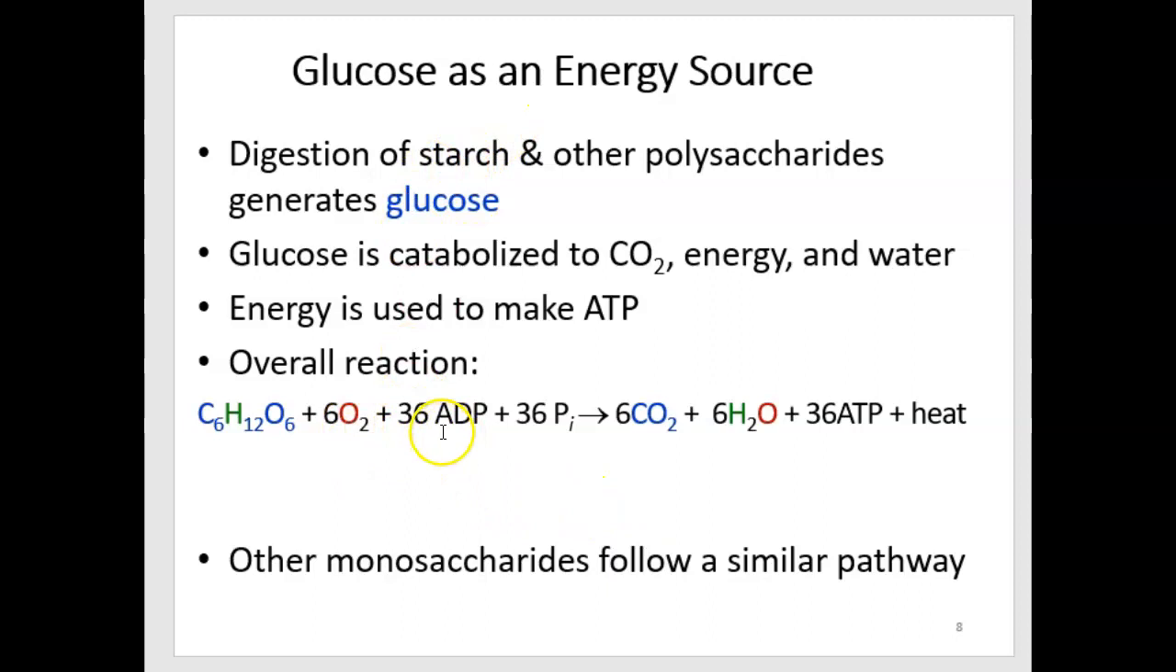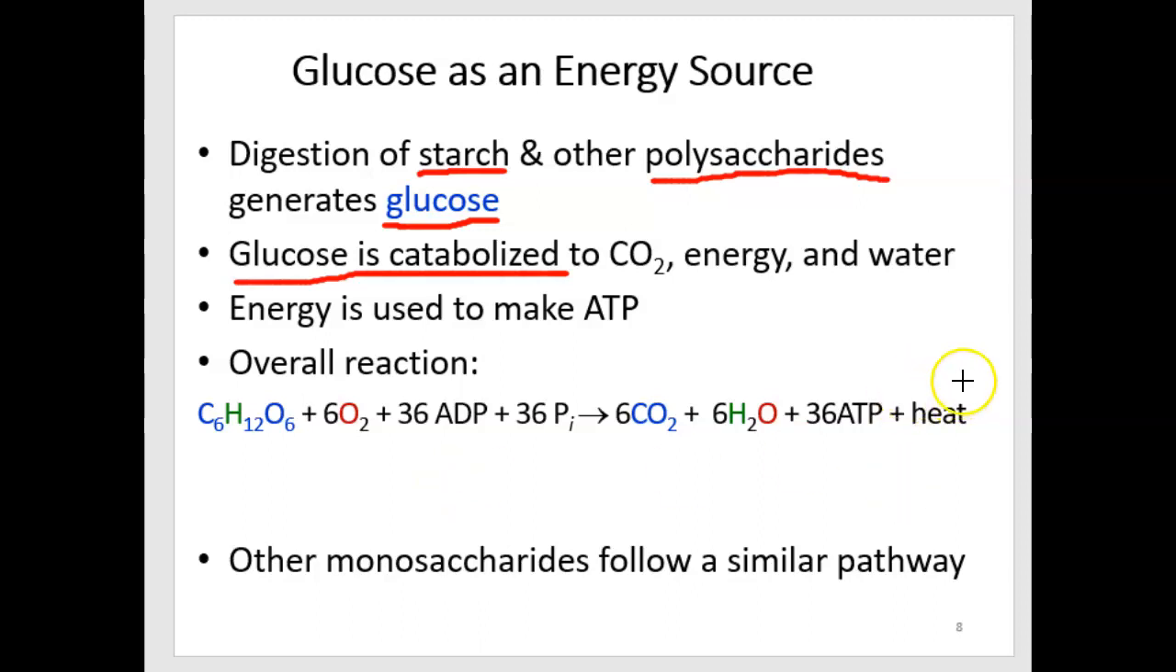So when we eat glucose, because that's what we're talking about, getting it to our cells, we eat complex carbohydrates, right? We eat starch and other polysaccharides, complex carbohydrates. And our digestive system is able to break those down into simple monosaccharides called glucose. Then the glucose goes into our cells. And inside of our cells, the glucose is broken down or catabolized. And the energy is used to make ATP, which I've said in a number of different ways over and over again so far.